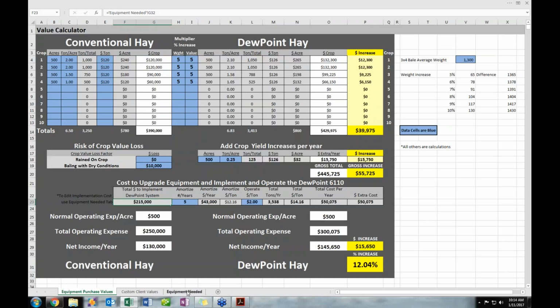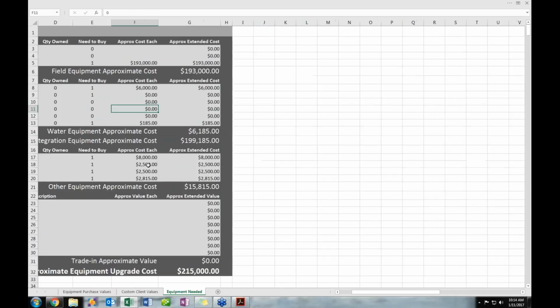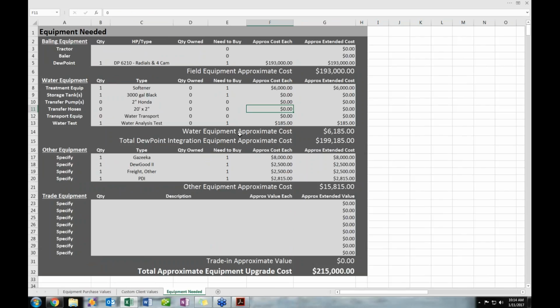If we go to this tab, you can see, let me make this a little bigger so it's easier to see. There we go. Right here, a Dew Point 6210 2017 model comes standard with the large radial tires and 4-camera system. It also now comes with the Gazika extension cable pre-installed for the price of $187,000. And then hardware is $6,000, so I've just added the two together. So steamer plus hardware is $193,000.